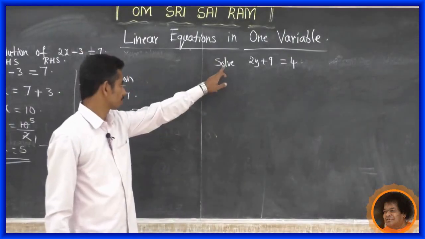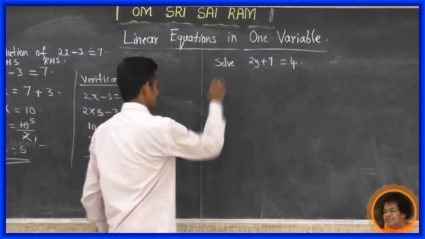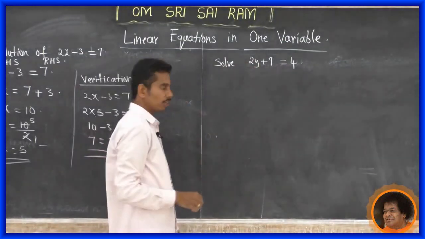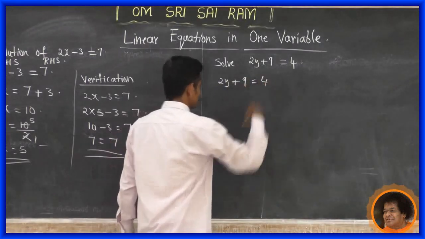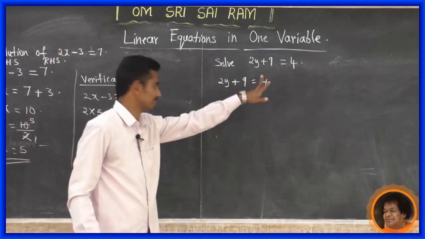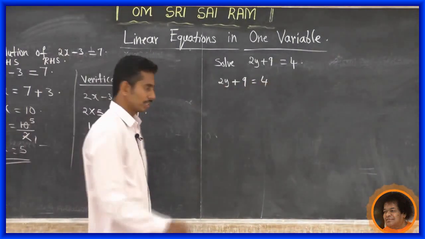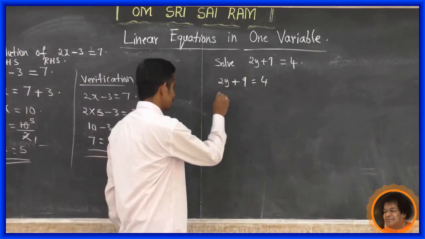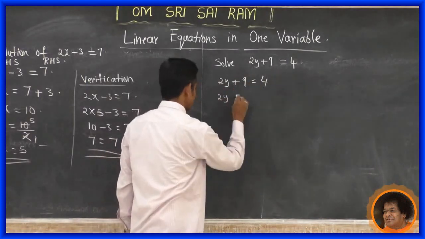Next problem is solve 2y plus 9 equal to 4. Our aim is to find the value of y. So write as it is what is given in the equation. This is a linear equation given in the problem. So 2y plus 9 equal to 4. Our aim is to find the value of y. y is already multiplied with 2. So 2y. Plus 9 is transposed to the right hand side.